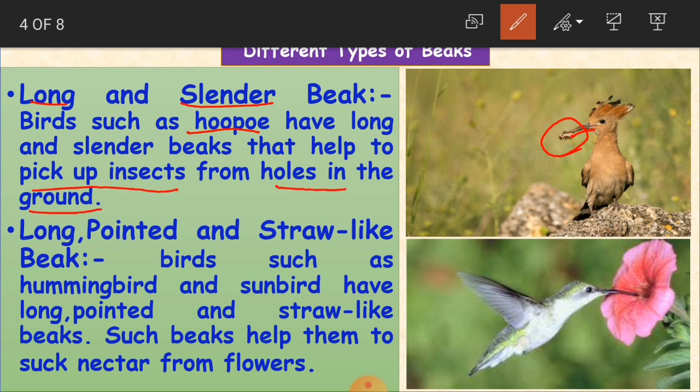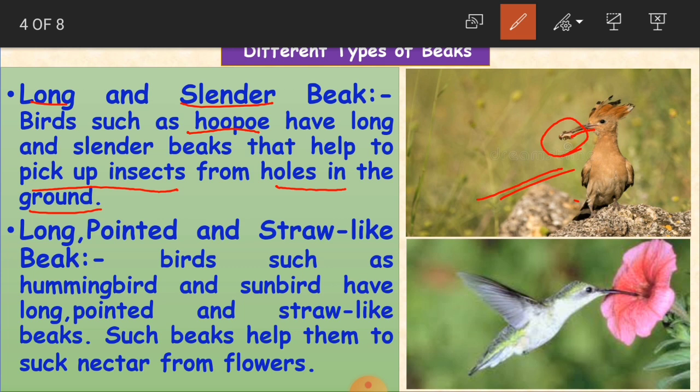They have this long and slender beak which helps them to pick up insects from the holes in the ground. So if you see, children, what does the woodpecker do? It makes holes in the wood or on the tree, and then it picks the insects from that tree. And here these birds pick up insects from holes in the ground. Clear, children?